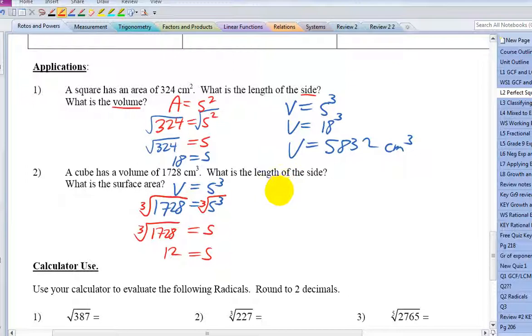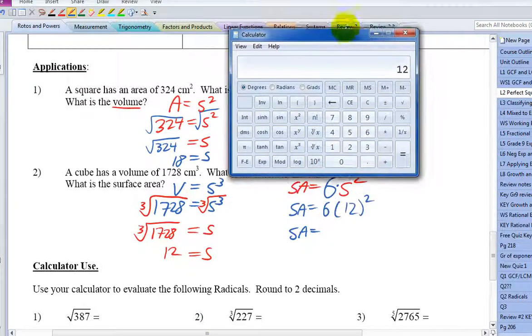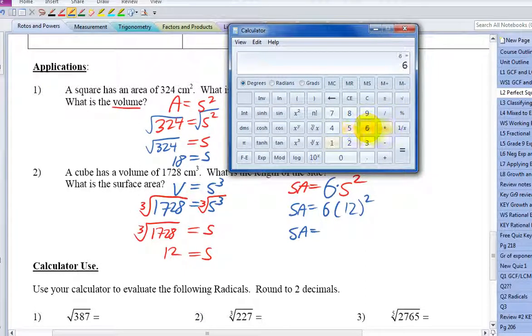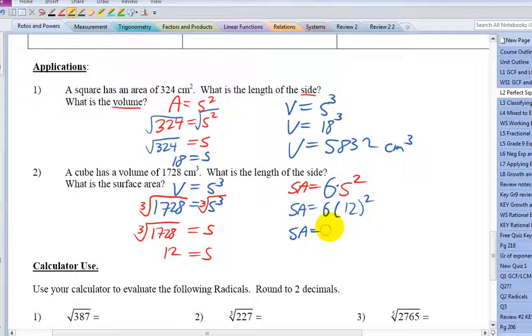And now I find the surface area of a cube. How many squares are on a cube? How many sides are there on a dice? 6. So there's 6 squares. 6 times s squared. So that equals 6 times 12 squared. So 12 squared is easy. 864. Okay.